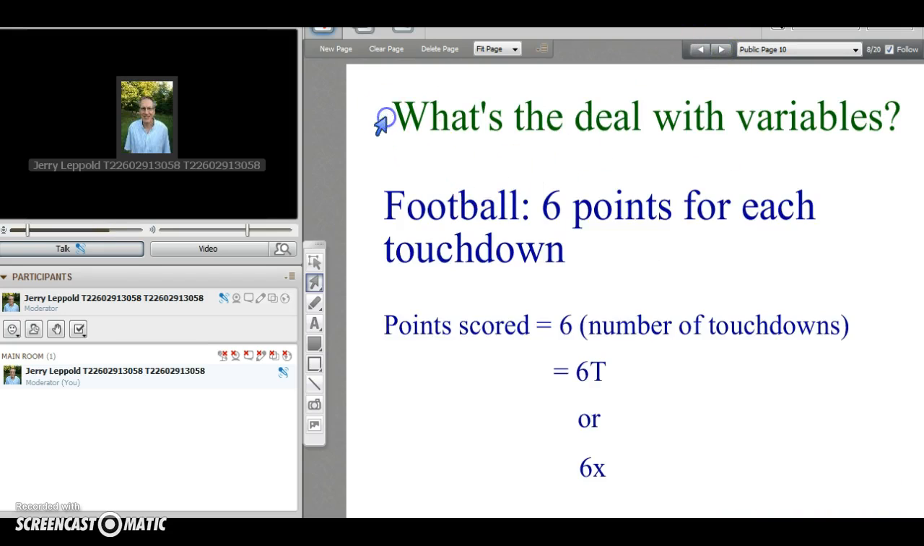So next, what's the deal about the variables, all these x's and letters? Well, here's an example of how you might use a variable. In football, you get 6 points for each touchdown. So the points a running back scores would be 6 points times the number of touchdowns he scores. You could use a variable there because you don't know how many he's going to score this game. So 6 times t, or 6x. If he scored 1 touchdown, 6 points. If he scored 2 touchdowns, 12 points, and so on. So that's why we use variables.